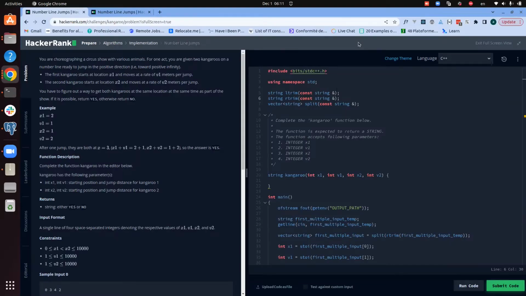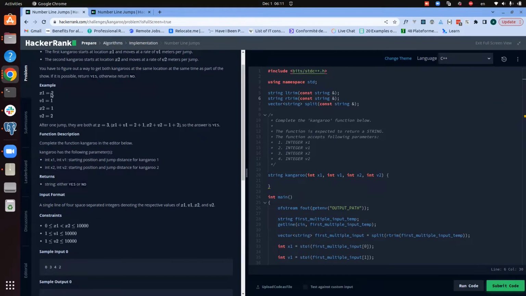In this problem statement, we have two animals, and to be more specific, we have two kangaroos. We have the first one at the position x1 and the second one at the position x2, and they are both moving at a speed of respectively v1 and v2, and we are supposed to find out if they are going to meet one day or not. So let us have some example.